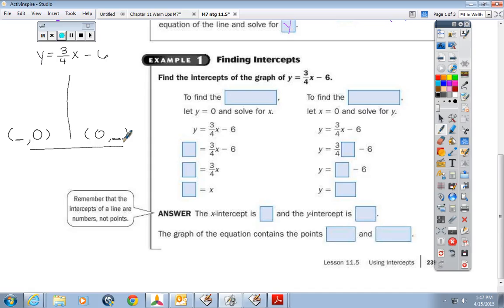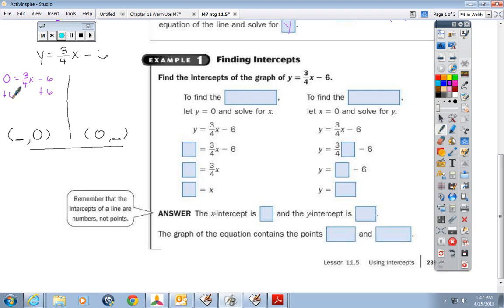So this is telling me right now, I'm going to solve this equation by replacing y with 0. So I'm going to rewrite the equation. Instead of writing y equals 3/4 x minus 6, I'm going to write 0 equals 3/4 x minus 6. Now I've got to get x by itself. How do I get x by itself? I'm going to add 6 to both sides.